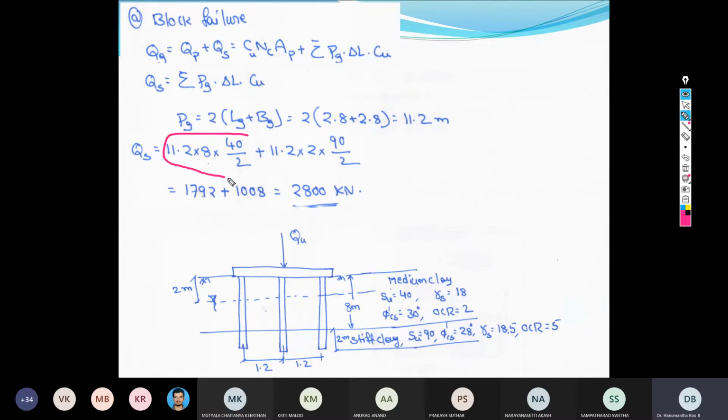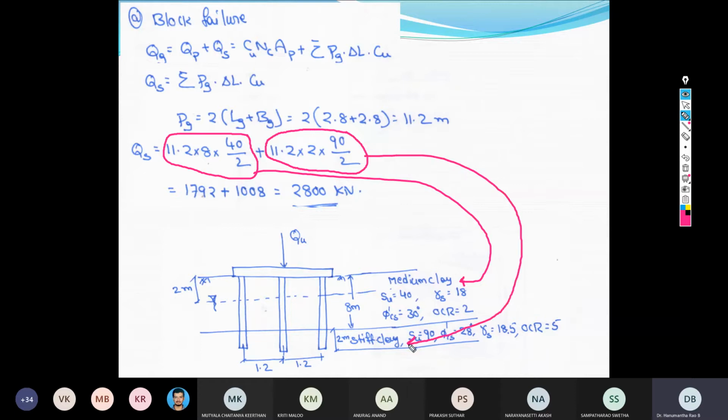This is for layer 1. The first term is for layer 1, that is of the medium clay, and the second term is for layer 2, that is stiff clay. For layer 1, 11.2 is the perimeter, 8 is the length of the pile, and 40 by 2 is the Cu. Similarly, for layer 2, that is stiff clay, 11.2 is the perimeter, 2 is the pile length, and 90 by 2 is the undrained strength or the cohesion value. So substitute directly and calculate.